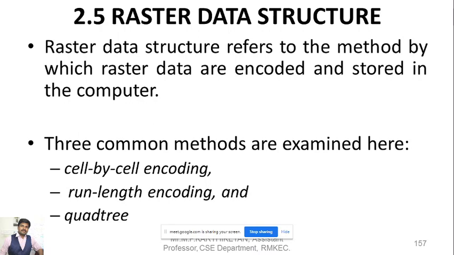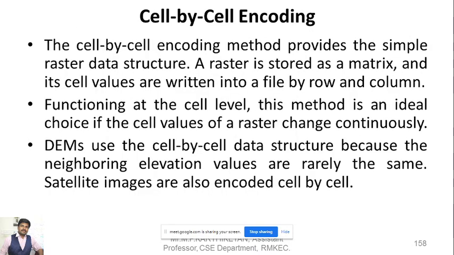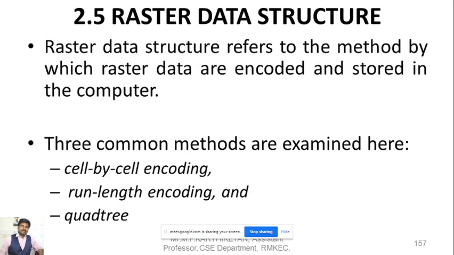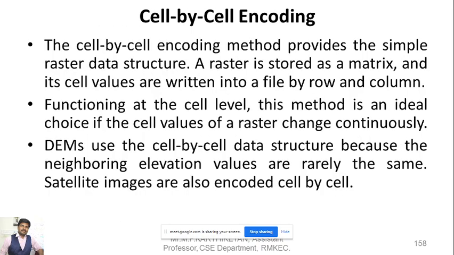There are actually four types of compression techniques available, and we will see all of them, don't worry. Those techniques are run length encoding, block encoding, chain encoding, quad tree encoding, and cell by cell encoding. Today we will start with cell by cell encoding and run length encoding, and quad tree encoding if possible. Others we will move on to the next webinar session. This is about raster data structure. So here we are going for cell by cell encoding.